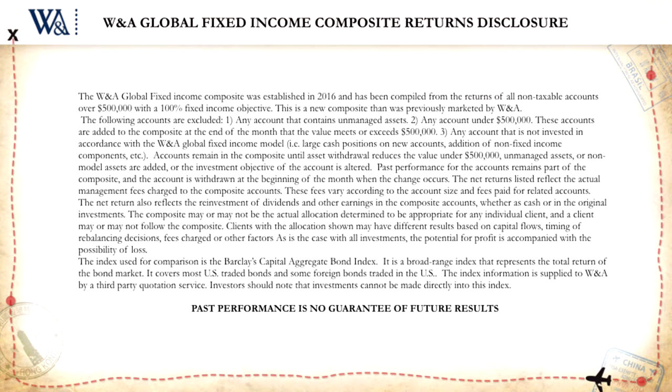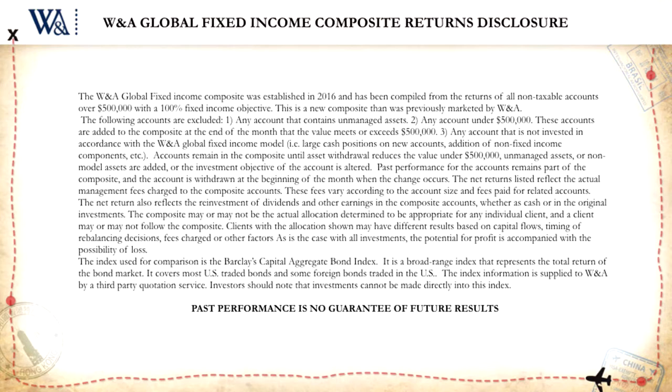The net returns listed reflect the actual management fees charged to the composite accounts. These fees vary according to the account size and fees paid for related accounts. The net return also reflects the reinvestment of dividends and other earnings in the composite accounts, whether as cash or in the original investments. The composite may or may not be the actual allocation determined to be appropriate for any individual client, and a client may or may not follow the composite.